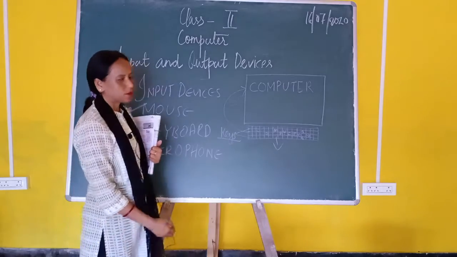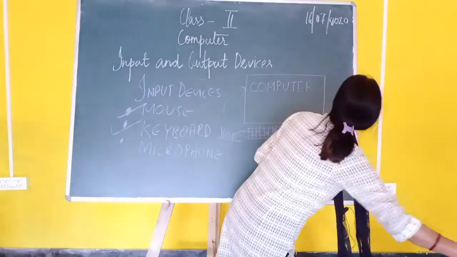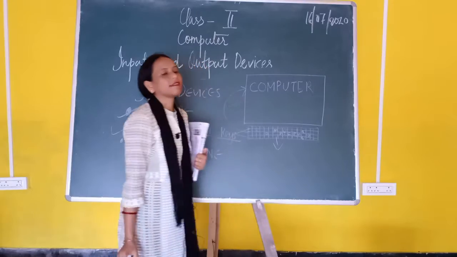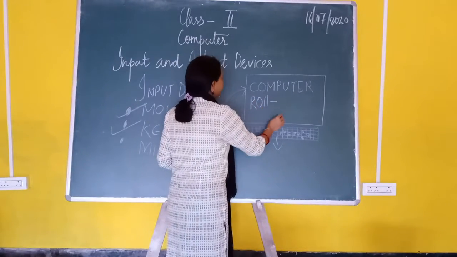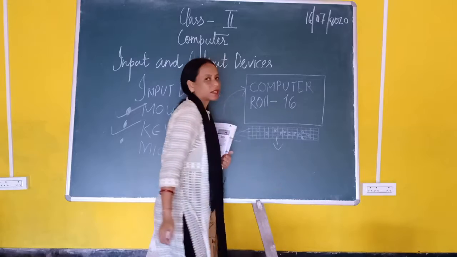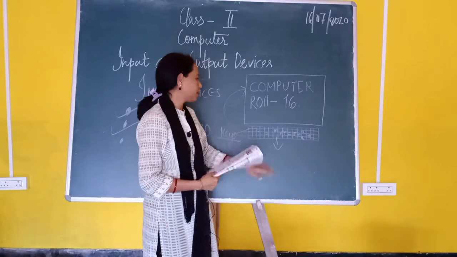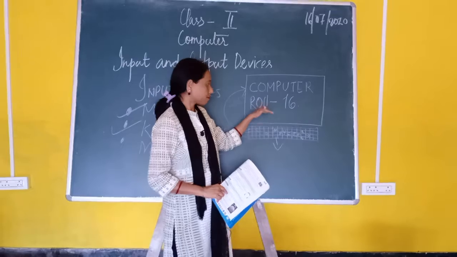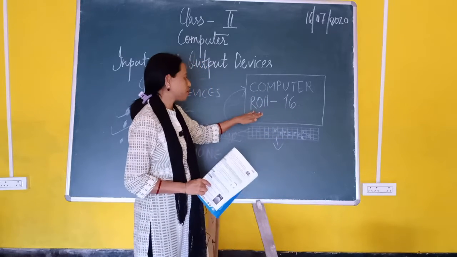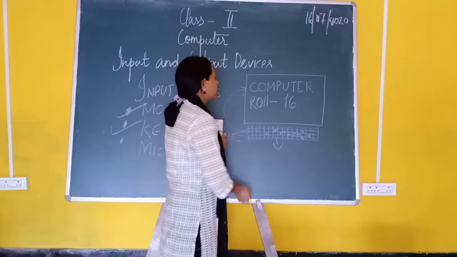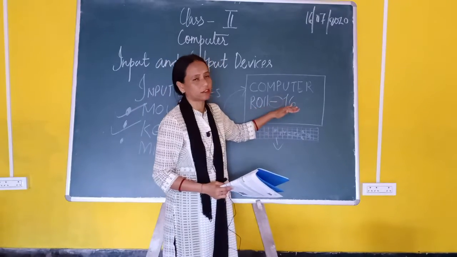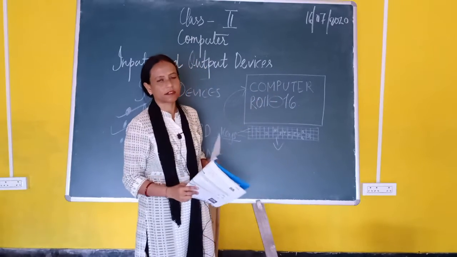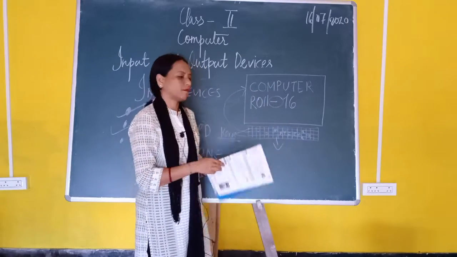Keyboard is an input device because it helps us to type a letter, a word, a sentence, and numbers also. If you have to write your roll number, suppose 16, you can type it with the help of this keyboard. You can type anything. This dash is a symbol, as I have told you, so you can use symbolic keys also to type on your keyboard. That's why keyboard is known as an input device.